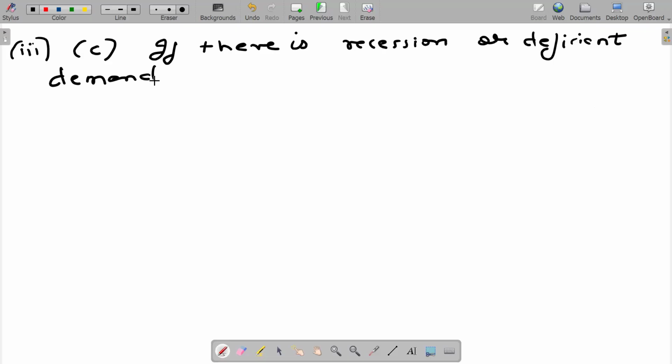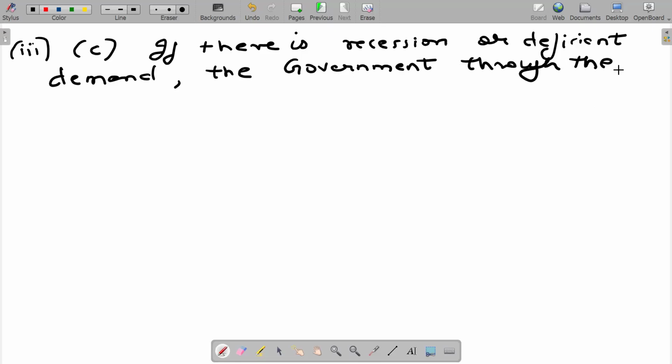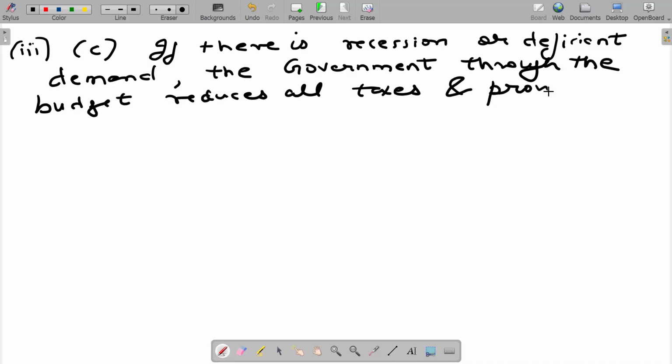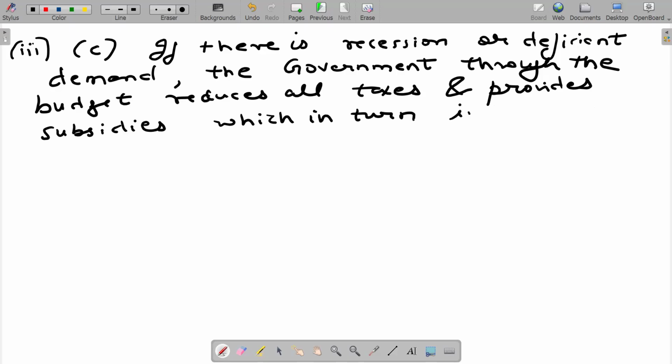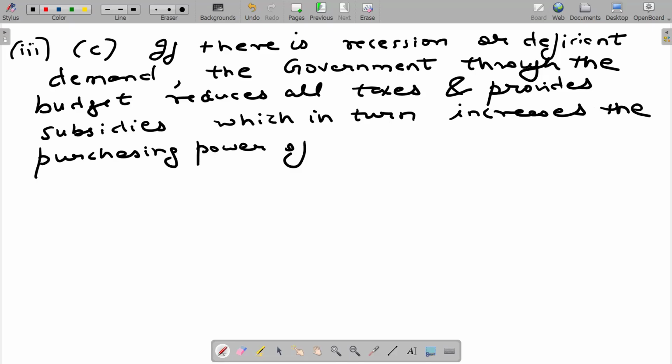So if there is recession or deficient demand, the government through the budget reduces all taxes and provides subsidies, which in turn increases the purchasing power of the people, thus causing an increase in aggregate demand.